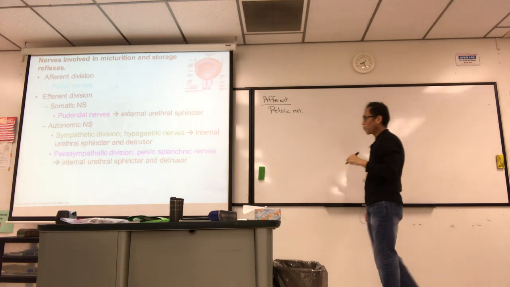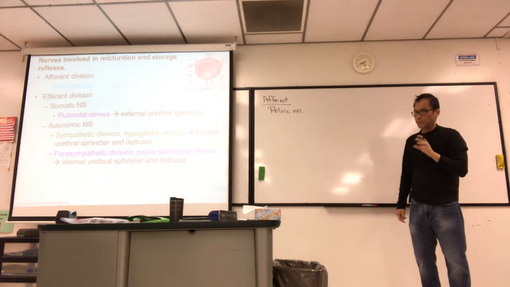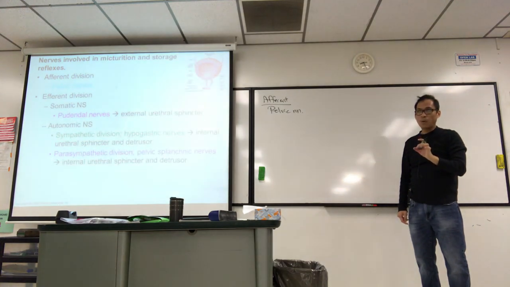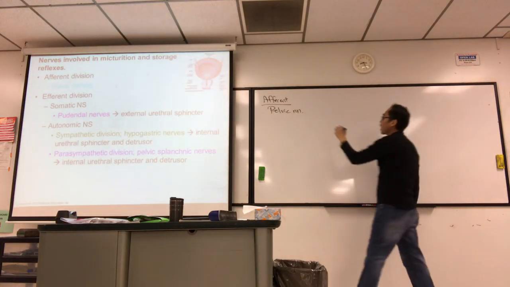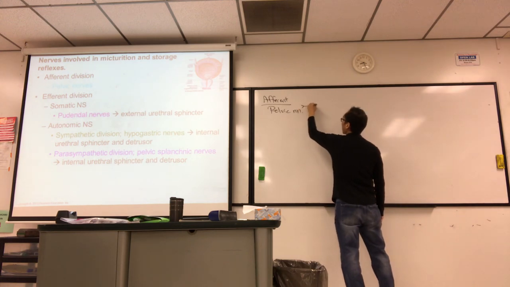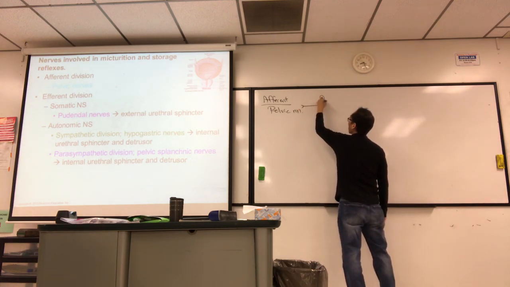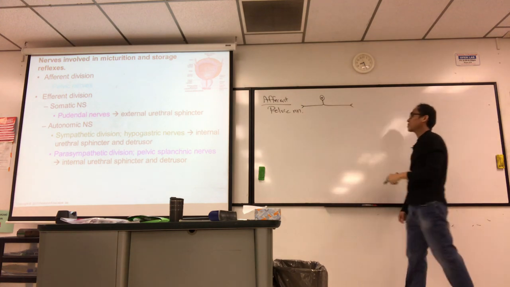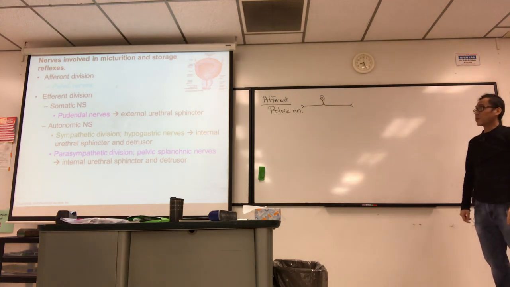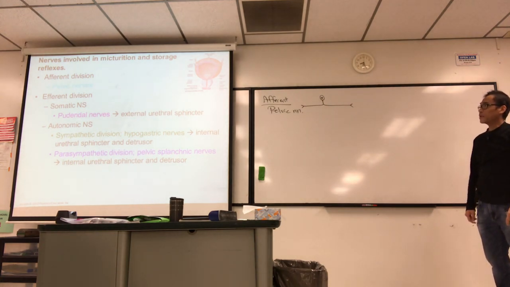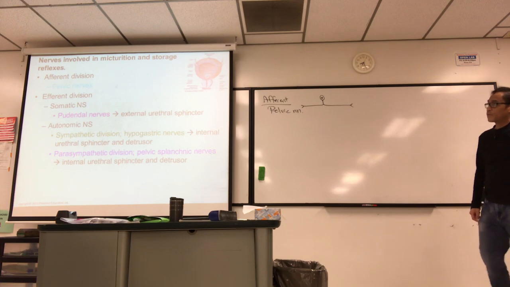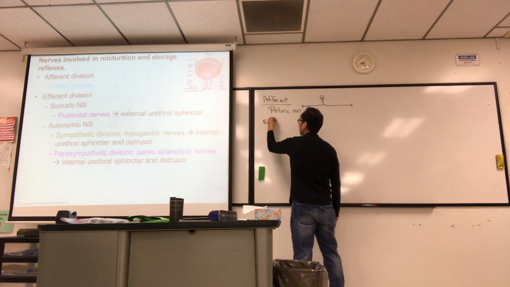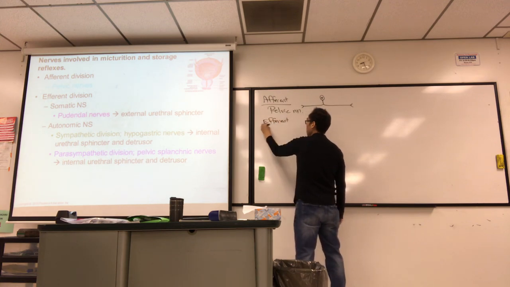What you may have forgotten from 4.30 is the neuron structure for sensory is a unipolar design. Neuron, with specialized processes and the cell body with a single extension, a single process coming off of it. So that's a sensory function. Now, the efferent division, there's somatic and autonomic.